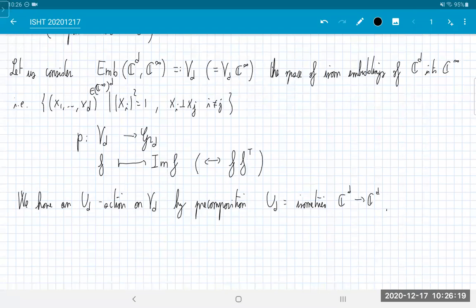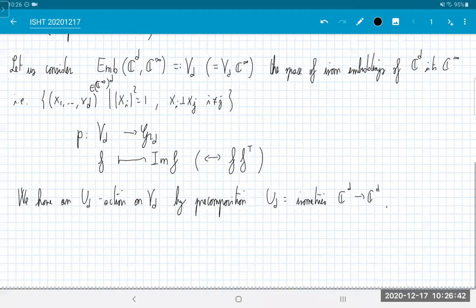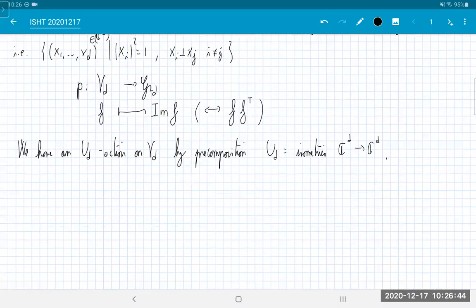This is an inessential detail on some level. And the action is obviously simply transitive on each fiber. And in fact, we'll see in a second that it satisfies that stronger condition. I think this is automatic since UD is compact. That's another small advantage, but anyway, we're going to verify it directly. So it's not a big deal. And so, in fact, what I'm going to show is that P is a fiber bundle.